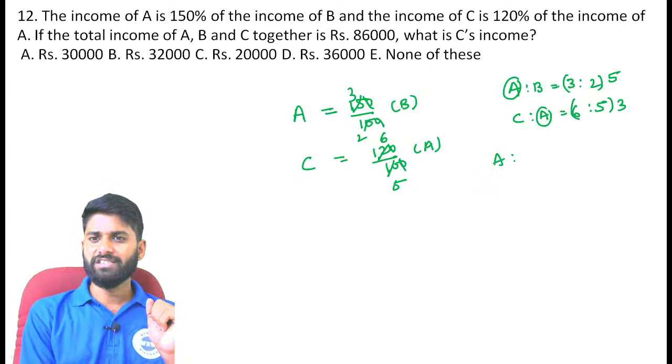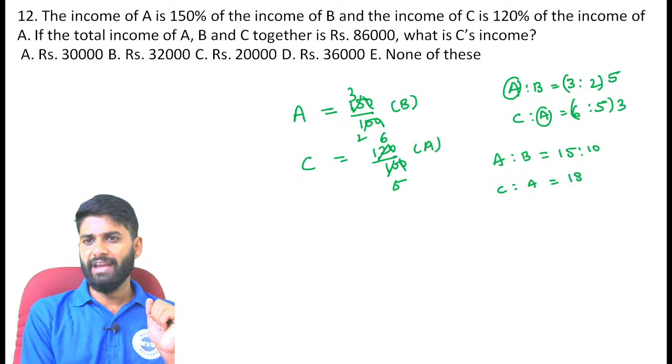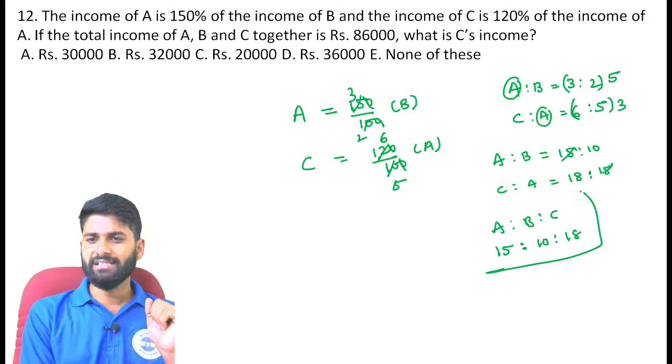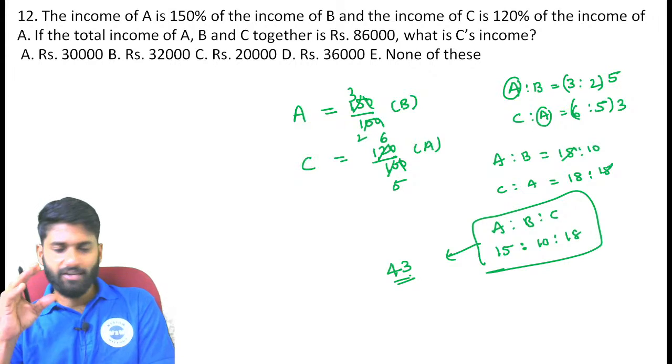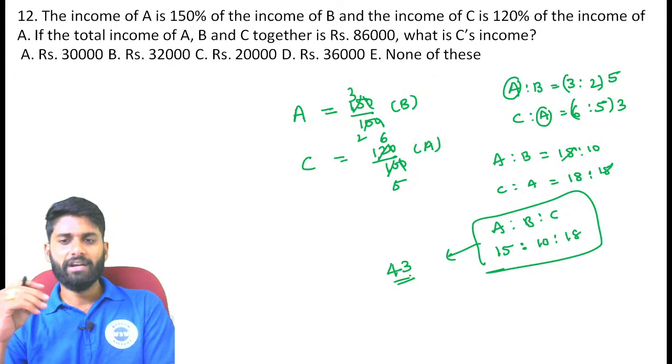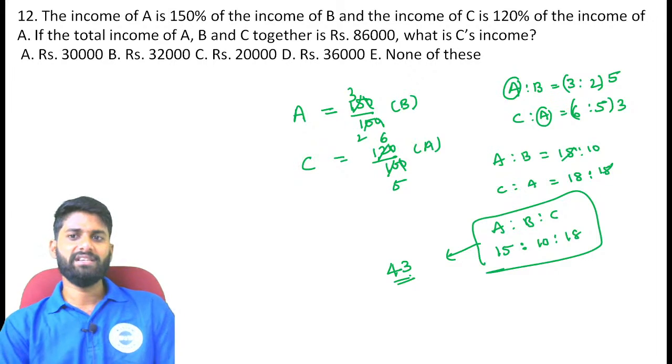Now, see. First ratio, A is to B is equal to 15 is to 10. Now, C is to A, the ratio becomes exactly equal to 18 is to 15. Now, what is the ratio of ABC? ABC ratio becomes exactly equal to 15 is to 10 is to 18. A value becomes 15, B value becomes 10, and C value becomes 18. This is the ABC ratio. Now see, sum of all the quantities is exactly equal to 43, guys. If the total quantities are 43, then A represents 15 quantities, B represents 10 quantities, C represents 18 quantities.